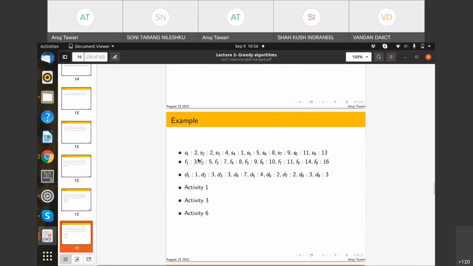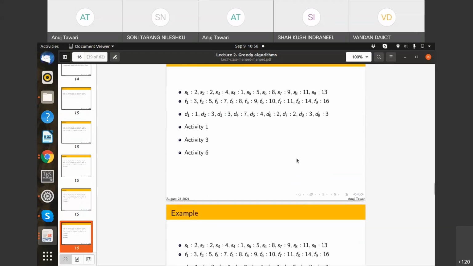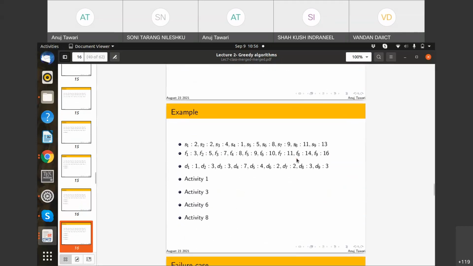Okay, so you have 3 things: running from 2 to 3, 4 to 7, and 8 to 10. Activity 7 you can't pick because it is conflicting with 6, 8 to 10, 9 to 11. So you'll have to pick 8, that is from 11 to 14. And again, there is no conflict, so you can pick this 8, and 9 is conflicting with 8. Okay, so this is one thing. But unfortunately, it doesn't work for all cases.